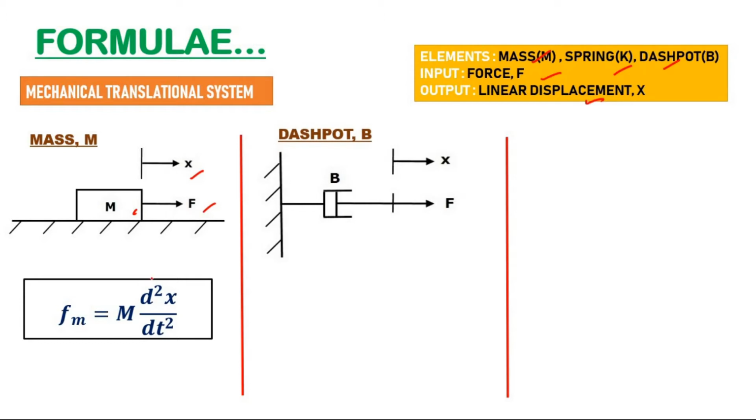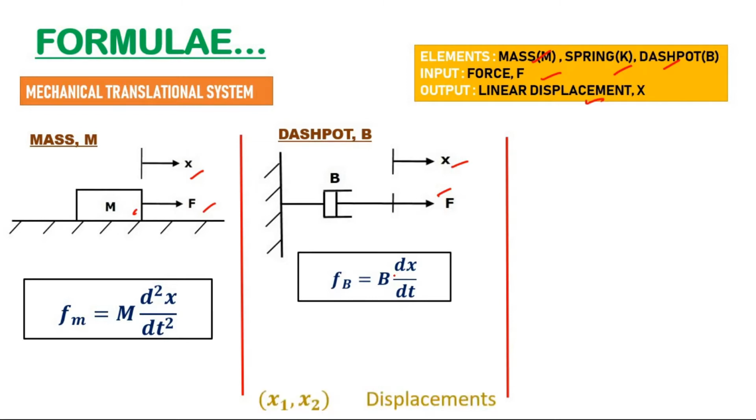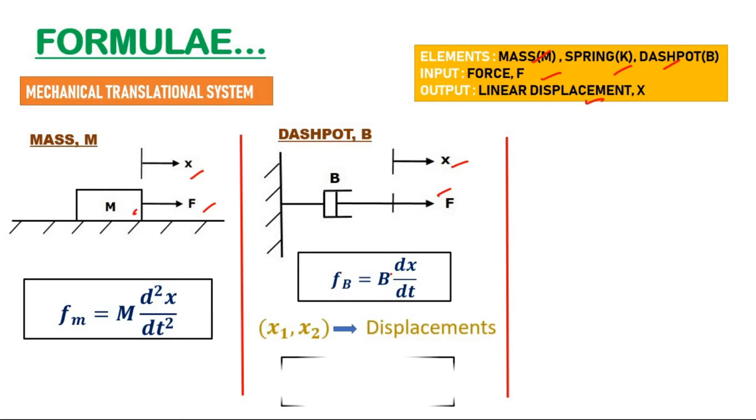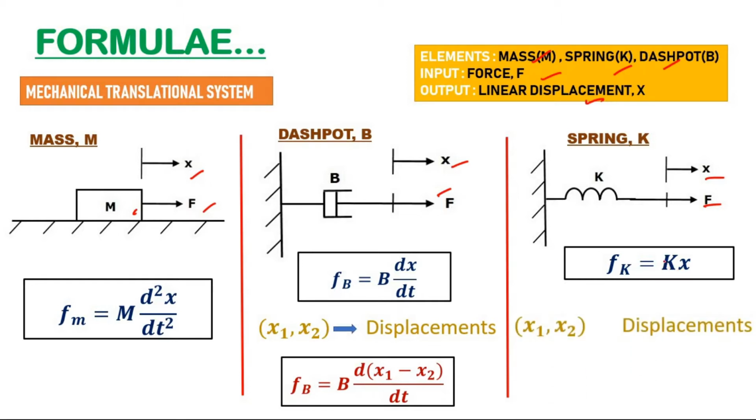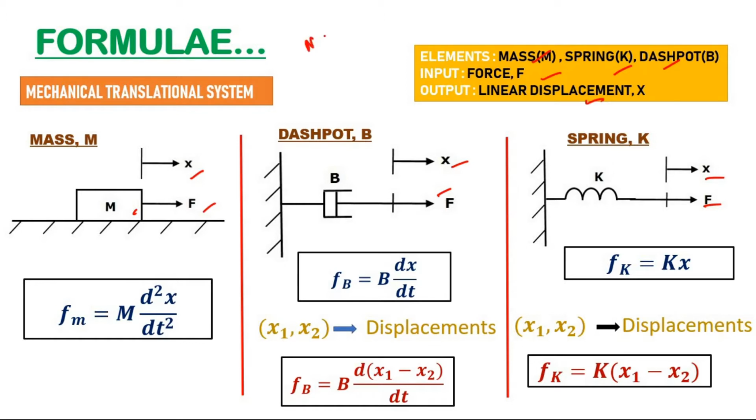Similarly, dashpot is represented as b, the formula is Fb equal to b into dx by dt. If we have two displacements x1 and x2, then Fb is equal to b into d by dt of (x1 minus x2). Similarly, in the case of spring, K is the spring constant. The formula for the opposing force offered by the spring is Fk equal to K into x. If we have two displacements x1 and x2, then the formula is Fk equal to K into (x1 minus x2). So we can come to a conclusion that mass is related to acceleration, dashpot is related to velocity, and spring is related to displacement.